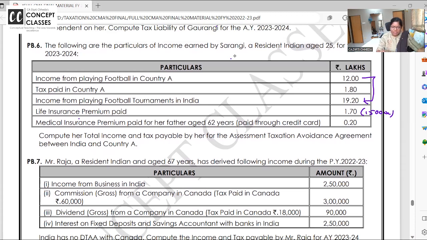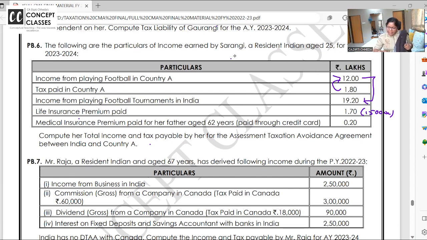1,50,000. Medical insurance he has paid for father, and that is 20,000. For father, medical insurance is allowed till how much? 50,000. So compute his income tax liability, and then the average rate of tax. And what's the average rate of tax in the foreign country? 1,80,000 divided by 12 lakh. Whichever is lower, you give the relief. So the sixth problem is homework for today. Okay. Chalo. Going to the next problem.